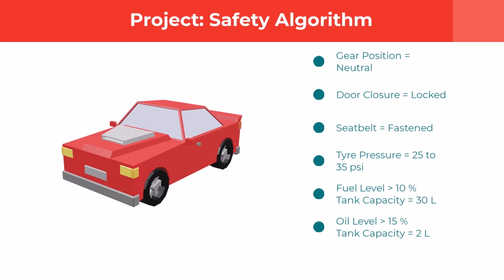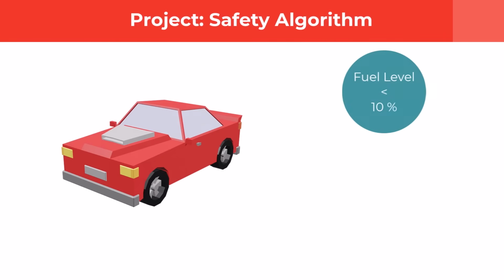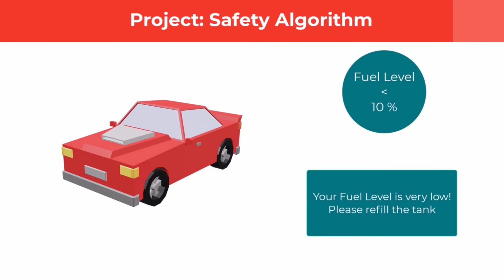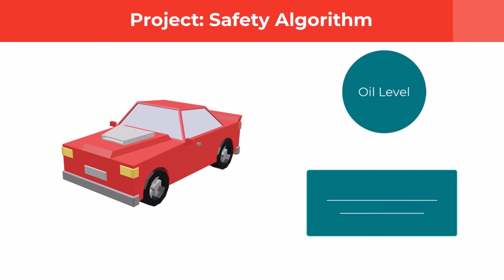And for the rest of the checkpoints, he wants to display a message and prevent the car from going into ignition mode. For example, if the fuel level is less than 10%, the algorithm should display the message, "Your fuel level is very low, please refill the fuel tank," and prevent the car from going into ignition mode. Likewise, the algorithm should check for the safe ranges of fuel level, oil level, and tire pressure and display a similar message, and make sure that the doors are closed and the gear is in neutral position.